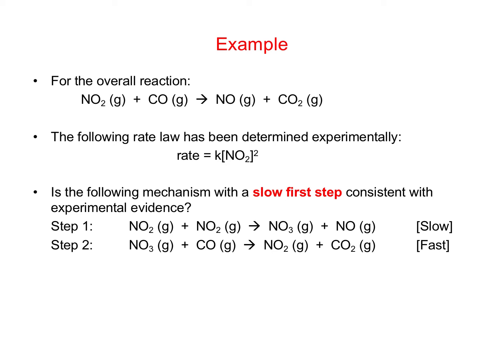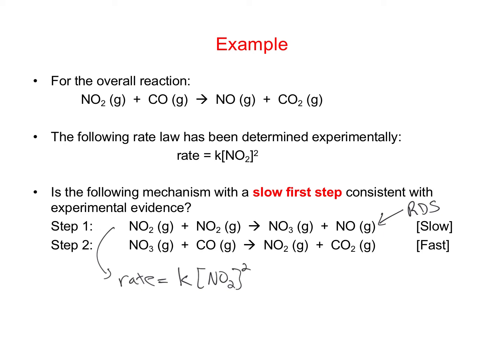All right, and so since we're told that the first step is slow and the second step is fast, that means that the first step is my rate determining step. And we also know that because this is an elementary step, I can write the rate law for that elementary step. And so the rate law for step 1 is going to be rate equals the rate constant times NO2 squared, because there are two molecules of NO2 colliding in this elementary step.